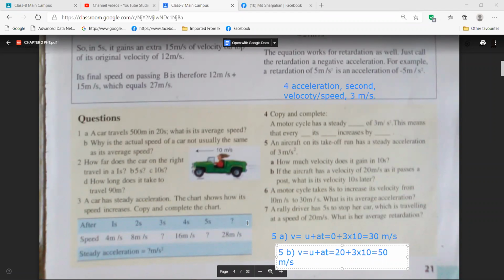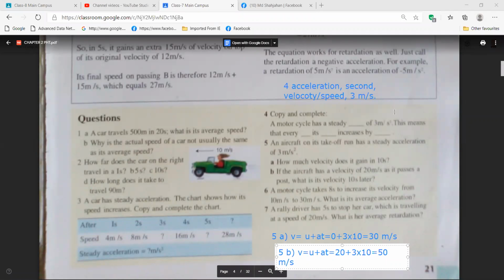Hello? Adit, is it clear? Hello, Adit. Adit, is it clear now? Hello.